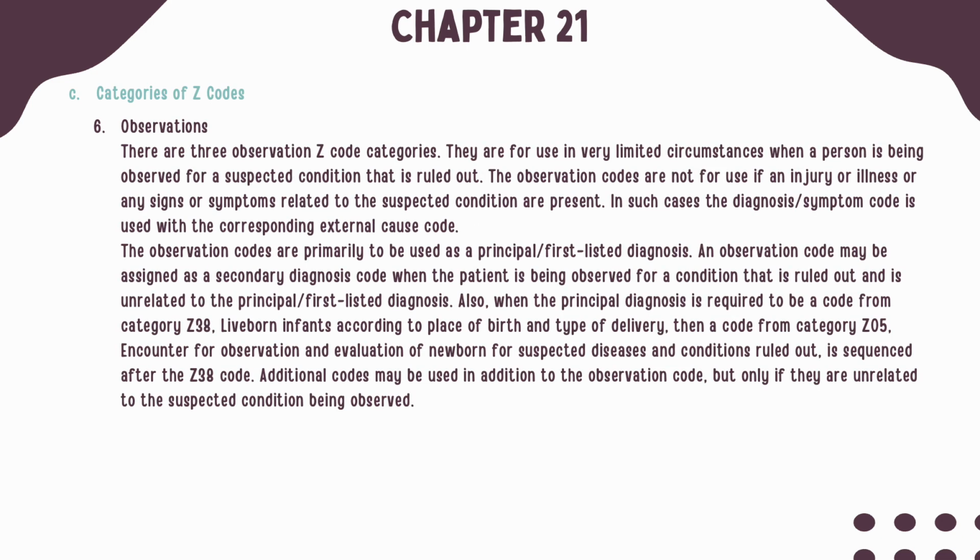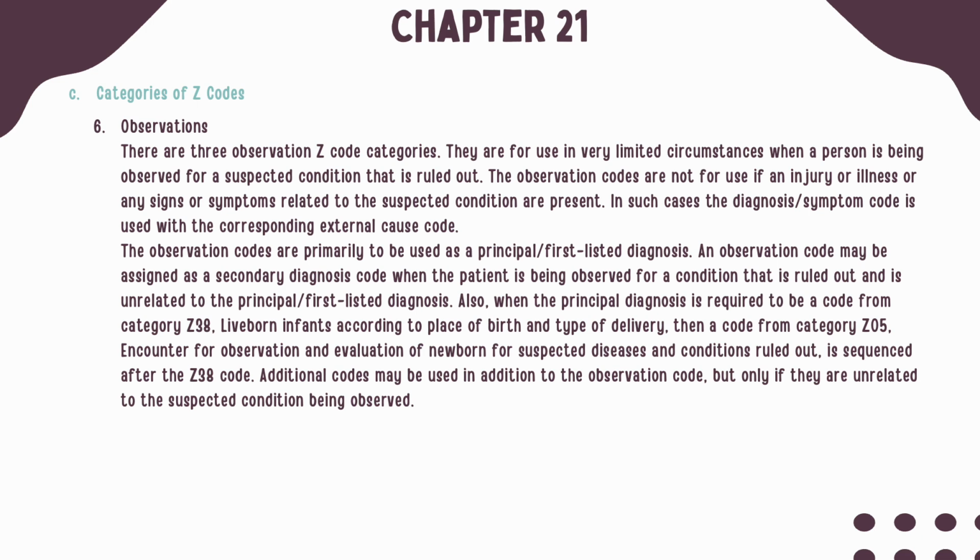Next, we have observation codes. There are 3 categories that represent observations. They are for use in very limited circumstances when a person is being observed for a suspected condition that is ruled out. They are not for use if an injury or illness is present or any signs or symptoms related to the suspected condition are ruled out.